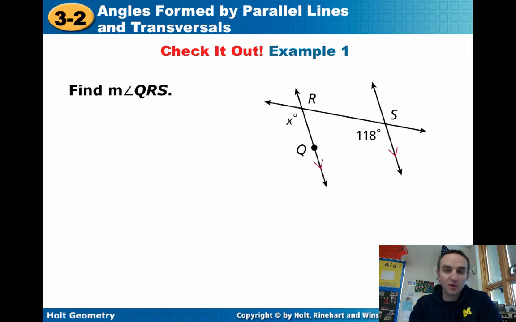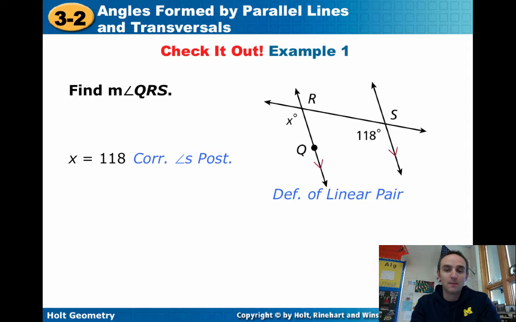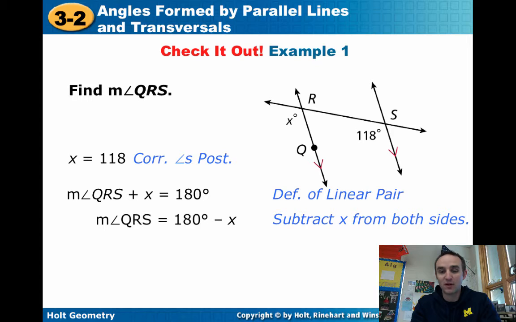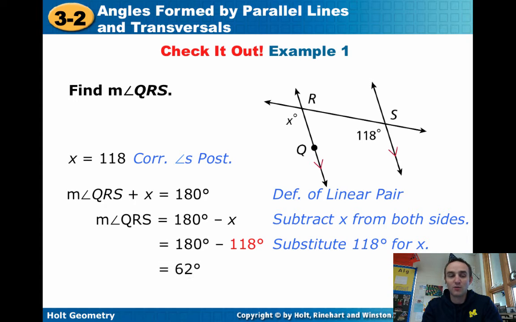I want you to try it. What is QRS? Be careful before you just jump to an answer. If you said 118, you are not correct because you didn't look at what they were asking for. They're asking for QRS, not what x is. You find x by using corresponding angles, but then the definition of a linear pair tells us we have to subtract that from 180. Once we do that, we get 62 degrees for QRS.